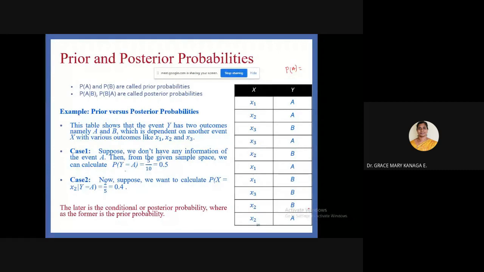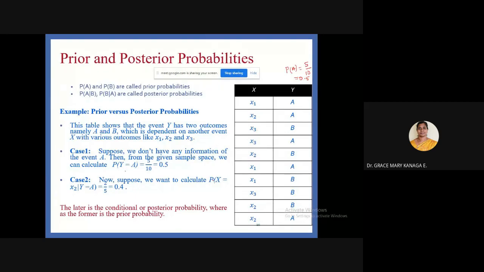So totally how many records are there? 10 records are there. So how many A's are there? 1, 2, 3, 4 and 5. So what is the probability of A? That is 5 by 10, that is equal to 0.5, right? But at the same time, I wanted to find out the probability of A based on the occurrence of something.